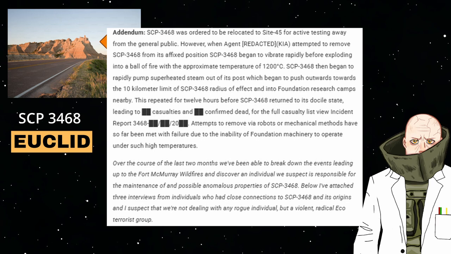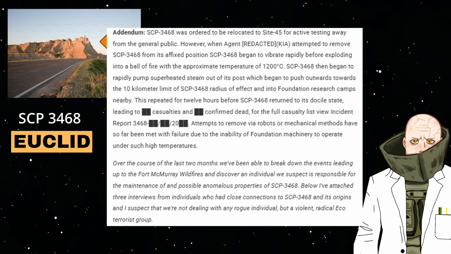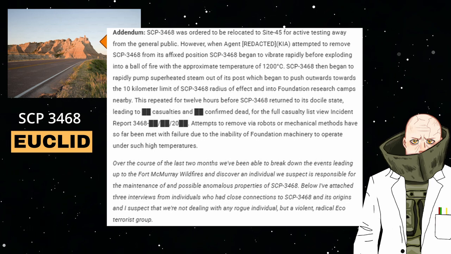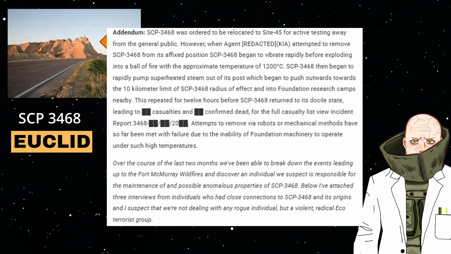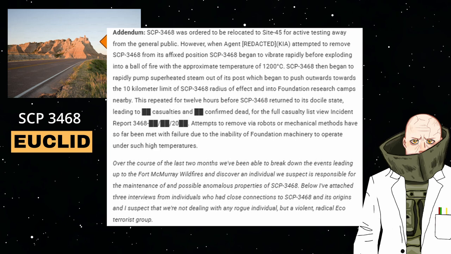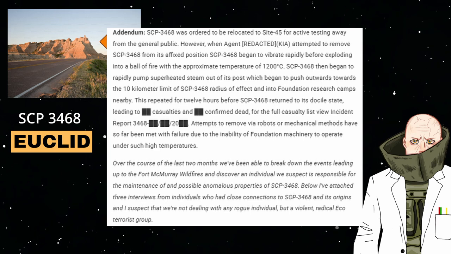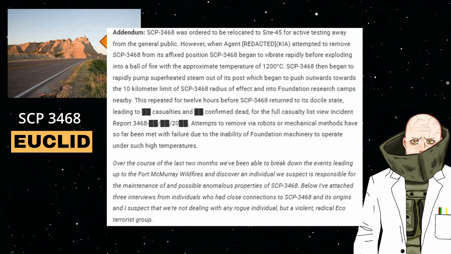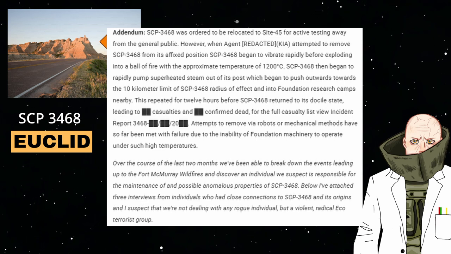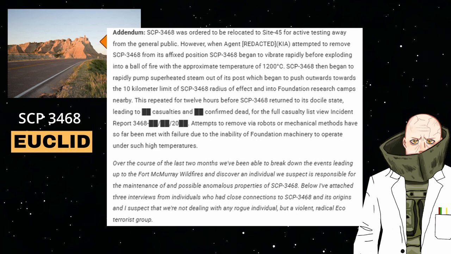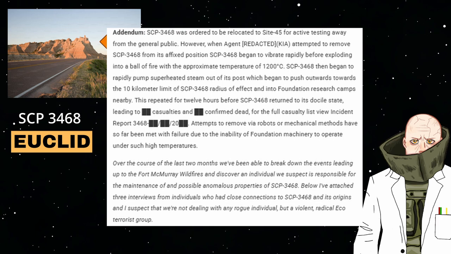3468 then began to rapidly pump superheated steam out of its post, which began to push outwards towards the 10 km limit of 3468's radius of effect and into Foundation research camps nearby. This repeated for 12 hours before 3468 returned to its docile state, leading to redacted casualties and redacted confirmed dead. For the full casualty list, view Incident Report 3468 Redacted.